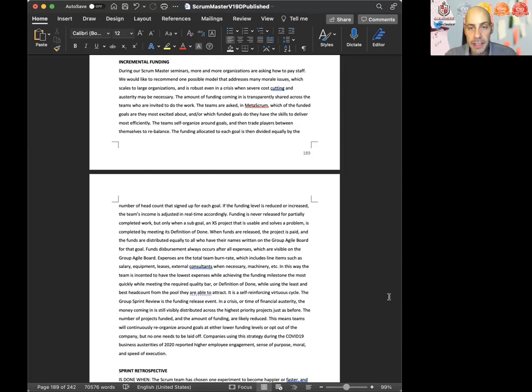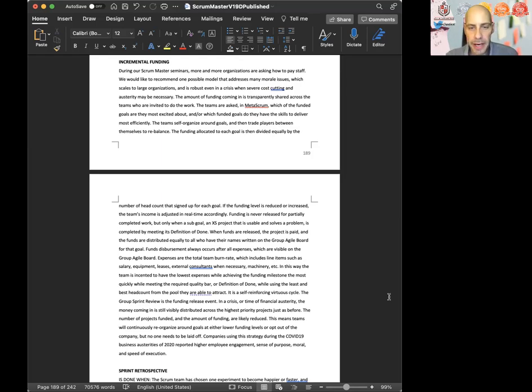Funding is never released for partially completed work, but only when a sub-goal, an extra small project that is usable and solves a problem, is completed by meeting its definition of done. When funds are released, the project is paid, and the funds are distributed equally to all who have their names written on the group Agile board for that goal. Funds disbursement always occurs after all expenses, which are visible on the group Agile board.